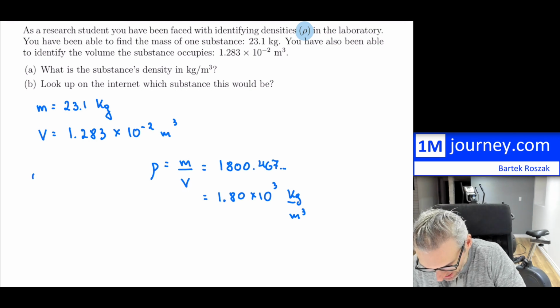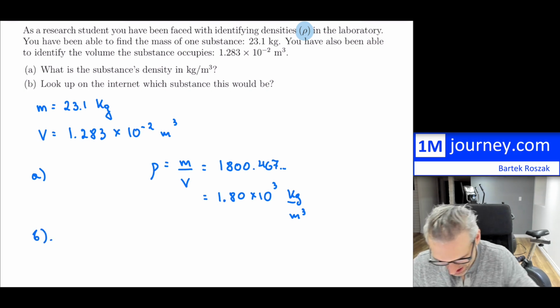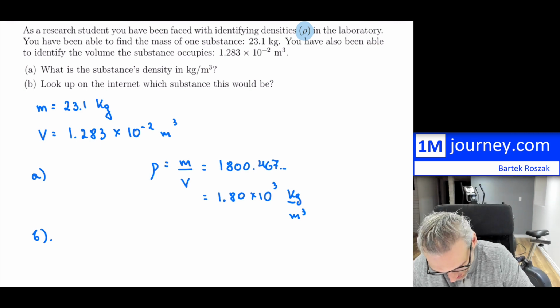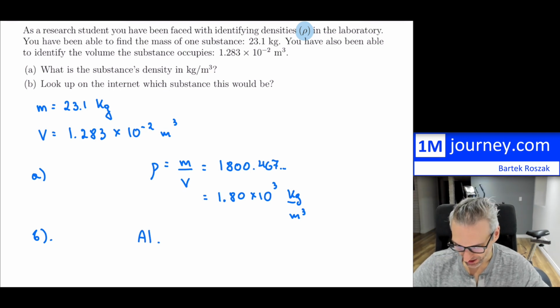For part B, look up on the internet which substance this is. I hope you found it. I'm going to leave you hanging, but it is aluminum. I'll just write that in right there for you. So that's our first example.